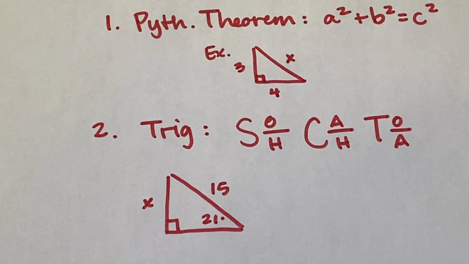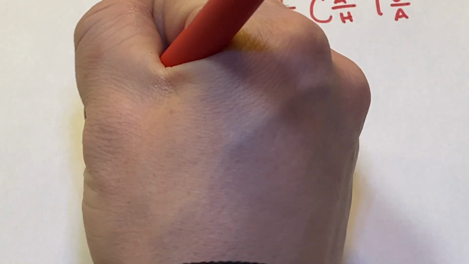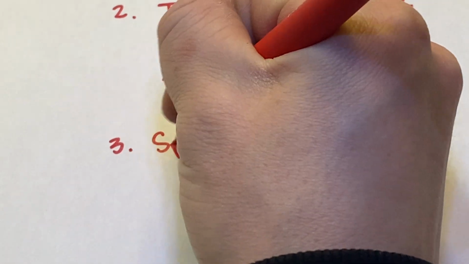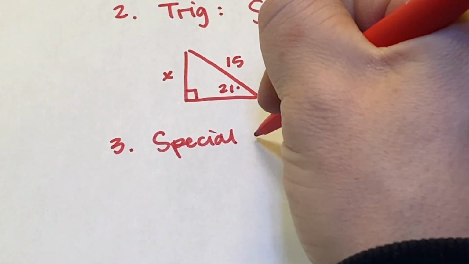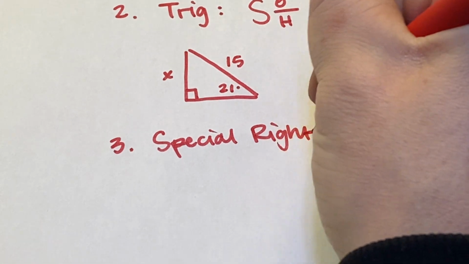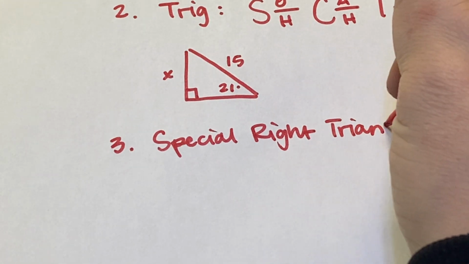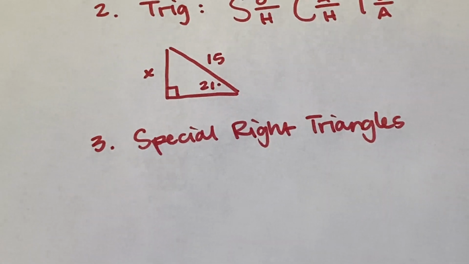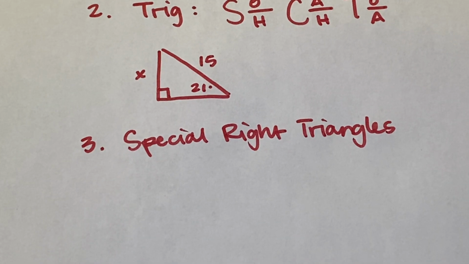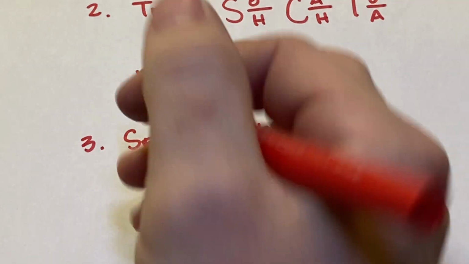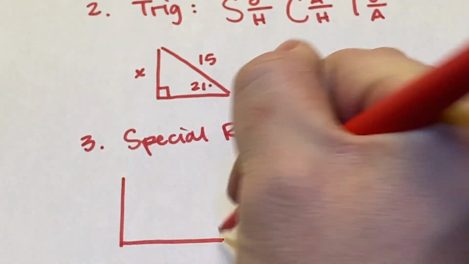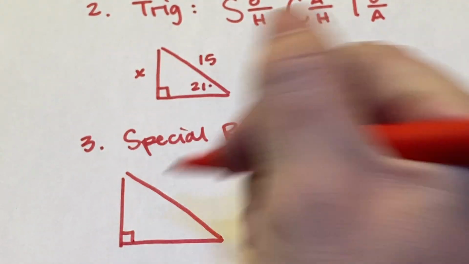Okay, let's talk about our third way to find a missing side of a right triangle. And this is when our special right triangles come into play. We can find the missing side of a special right triangle because we know how those sides started out, just like on our starters. So let's remind ourselves of our two different types of special right triangles.